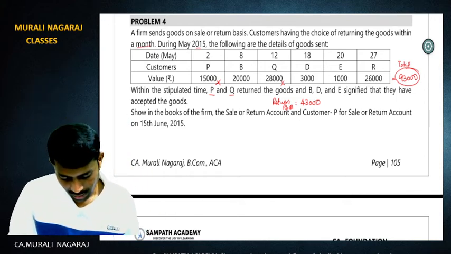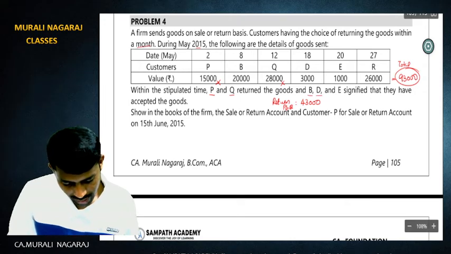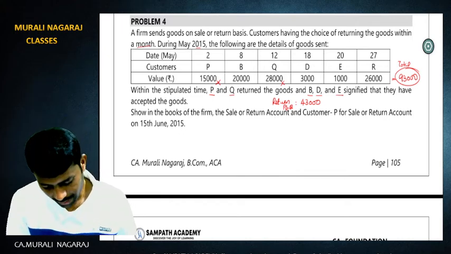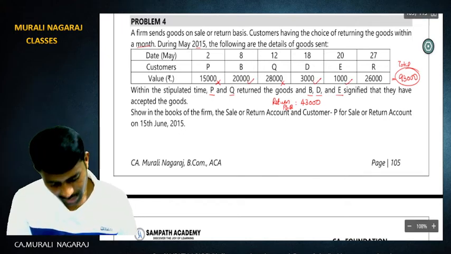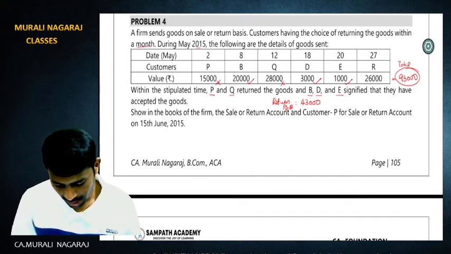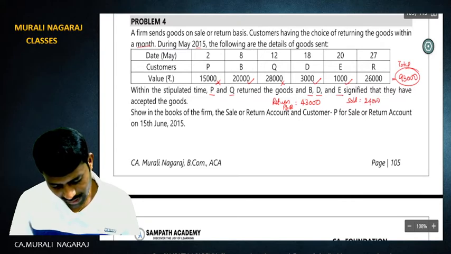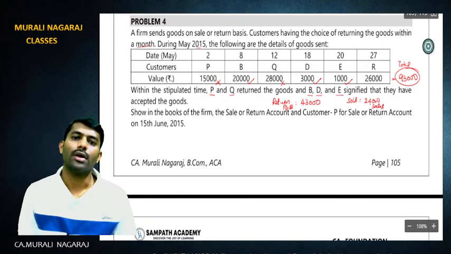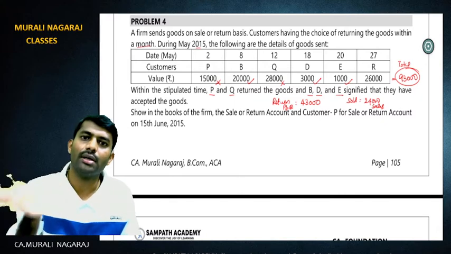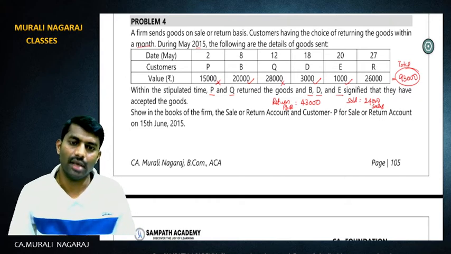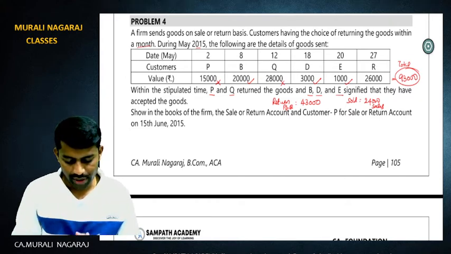Next, B, D and E signified that they have accepted the goods. So that means total 20,000 plus 3,000 plus 1,000, total 24,000 is the sales. So goods are sold, and for this it's a sales entry. I have to cancel it from sale or return, and I have to pass a normal entry in the general ledger. So total 24,000 is sales.